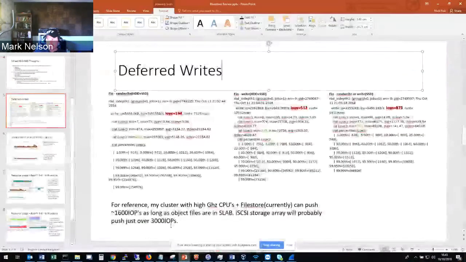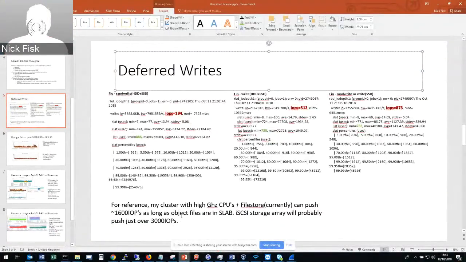Anything else, guys, from anyone else? I've just got a couple of things, just continuing what I've been talking about the last couple of weeks. Yes, go ahead, Nick. I'll just share the screen quickly. Is that showing? It is. Yeah. Okay. So it's just the deferred write.